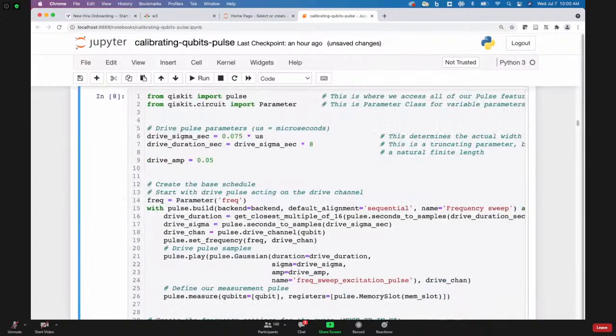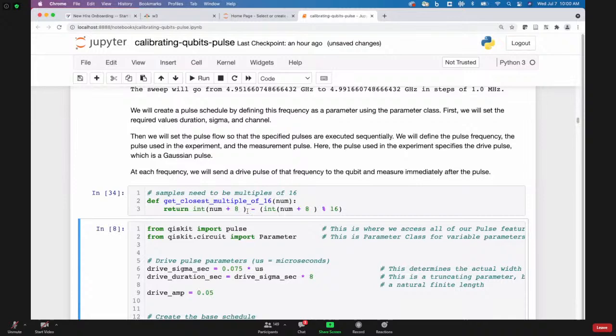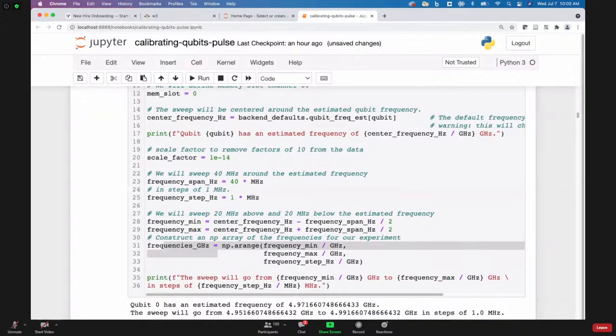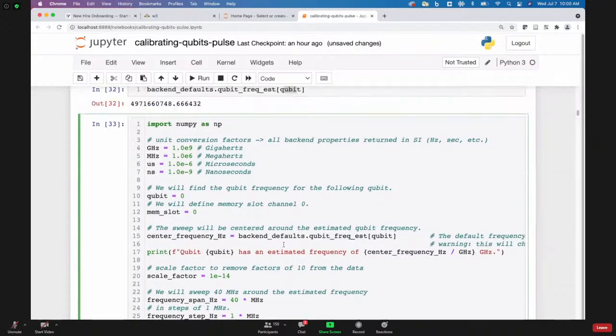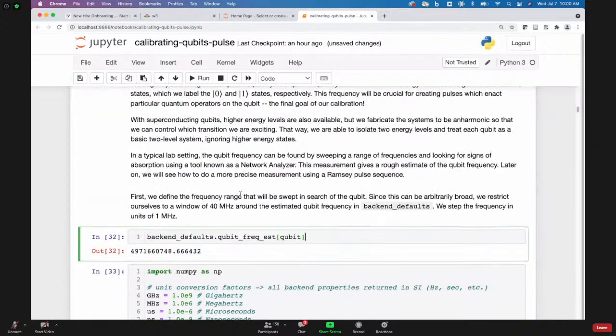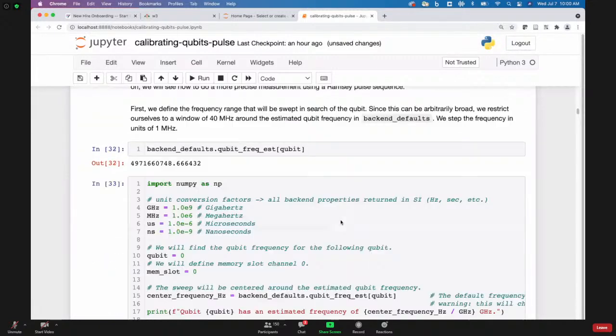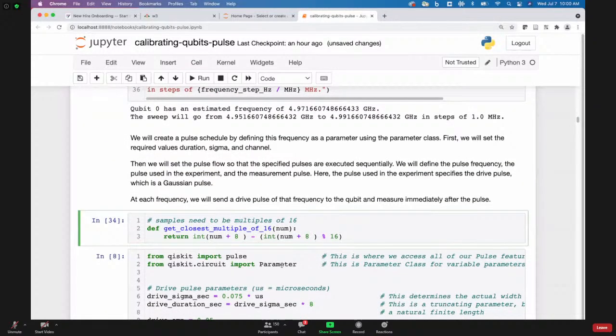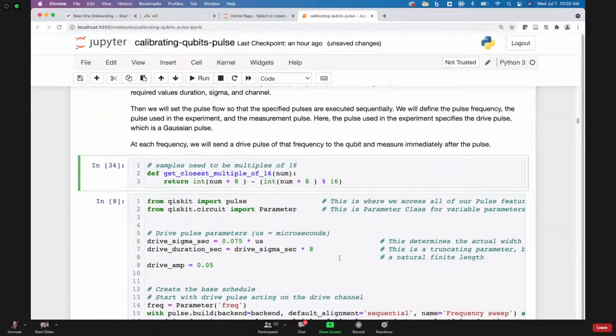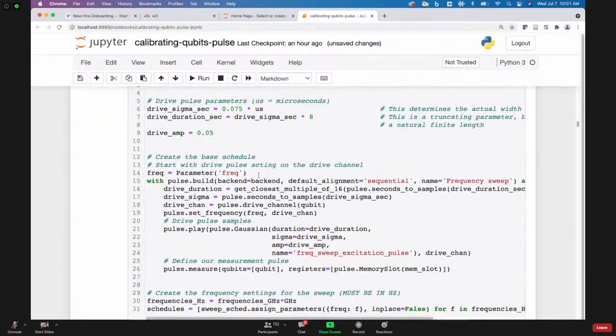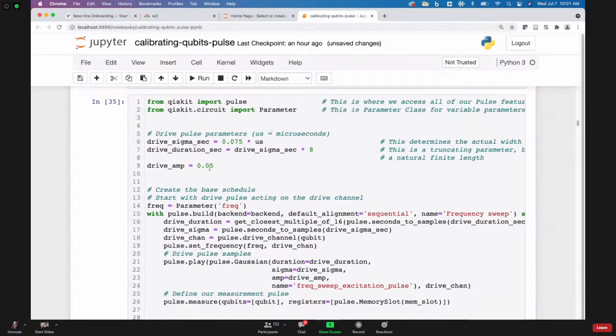Now, this right here gets multiples of 16. This has to do with how the arbitrary waveform generators actually work. They have a time resolution of 0.2 nanoseconds, but they ideally are specified in chunks of 16 dt. So this is just ensuring that whatever you provide to the backend comes in this multiple of 16 dt.